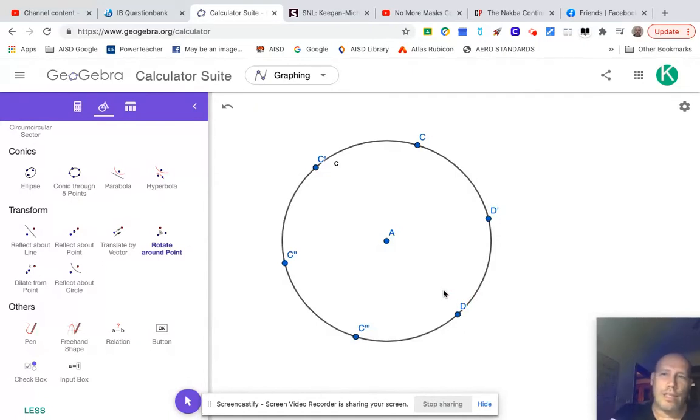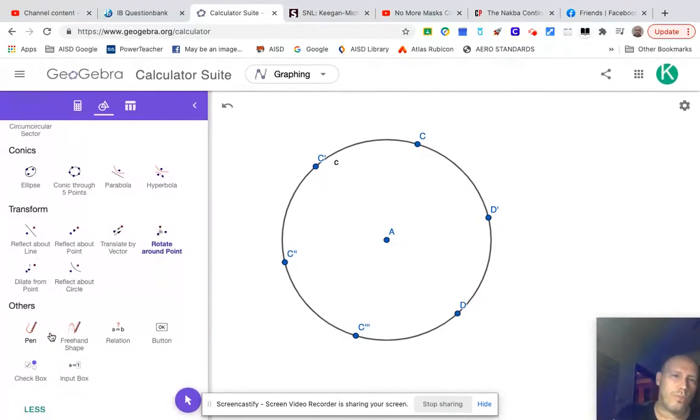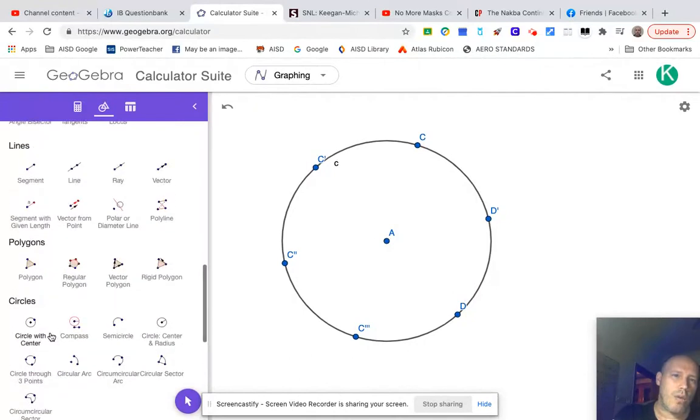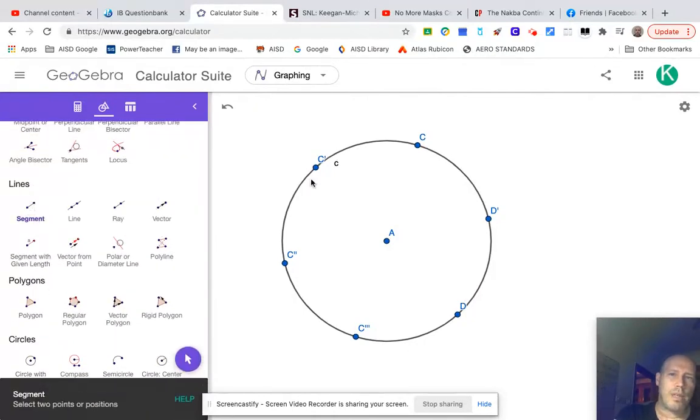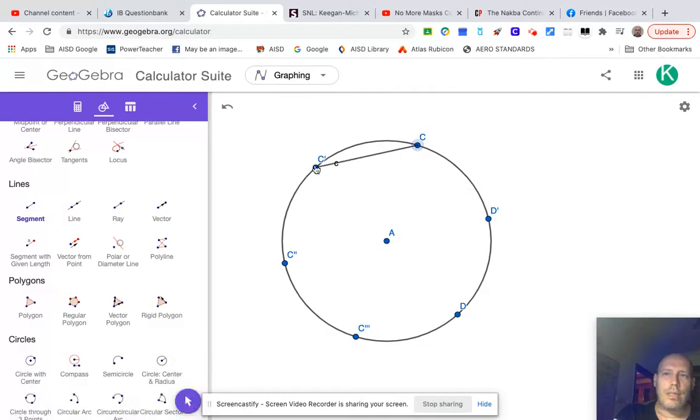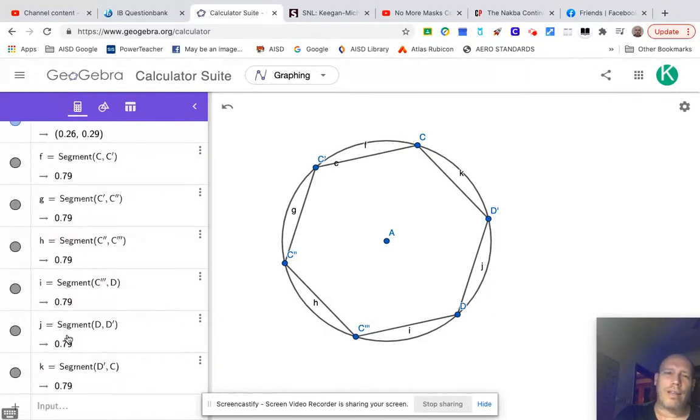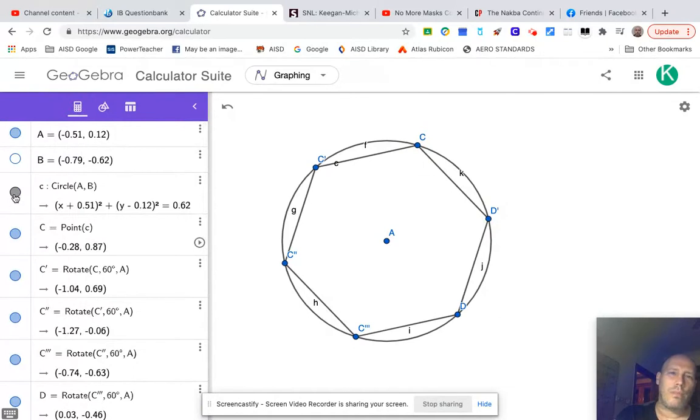Now, let's connect these points. So let's go to segments. I want C to C prime to C double prime to C triple prime to D. I guess they ran out of primes. D to D prime, and then D prime back to C. And you have a regular polygon. Let's hide that circle. And you have a regular polygon.